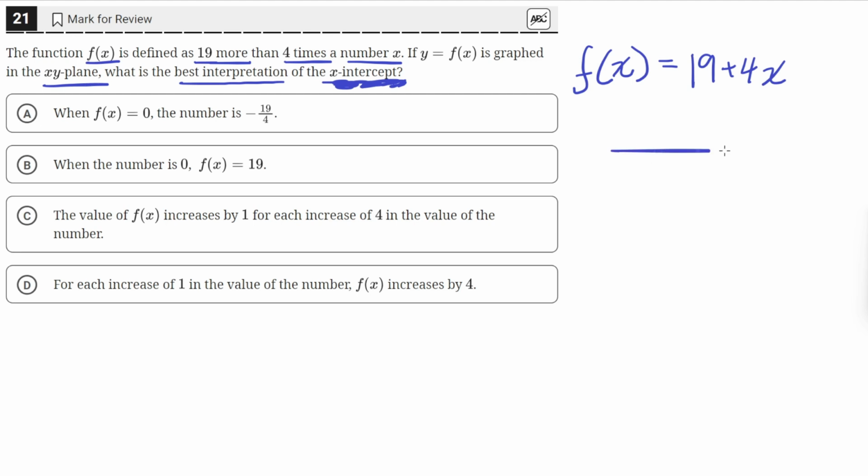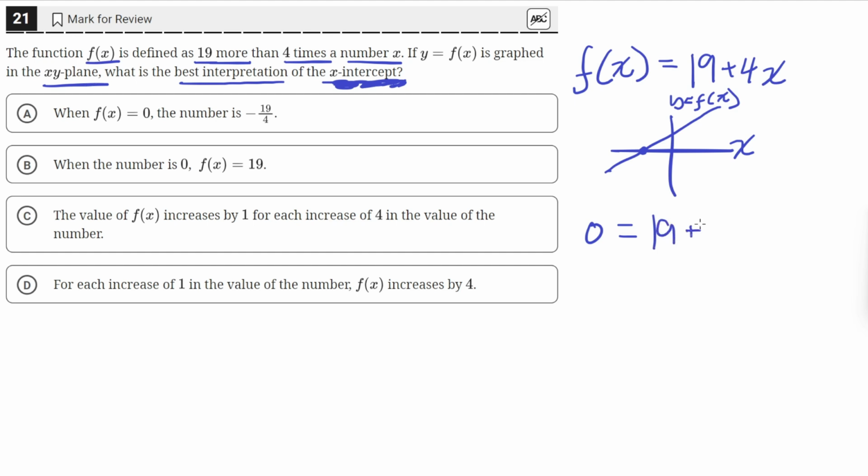So the x-intercept on a graph is the point where the value of y is 0. So the x-intercept is where the function intercepts the x-axis, and that happens when y is 0. So what we can do is just set y, or just f of x, equal to 0. So when f of x equals 0, we can solve for the value of x that gives us a value of 0. And that's where the graph intercepts the x-axis.